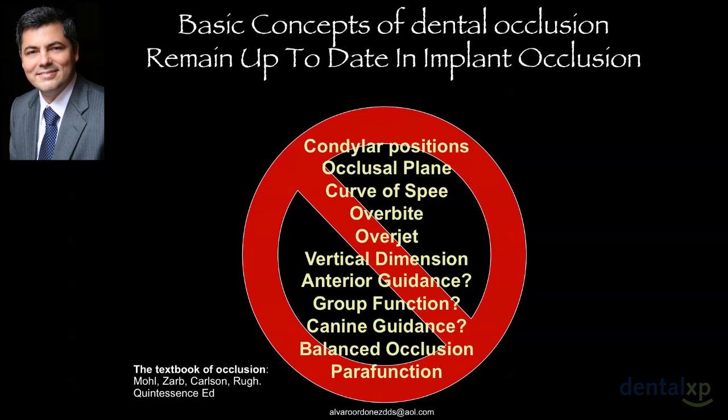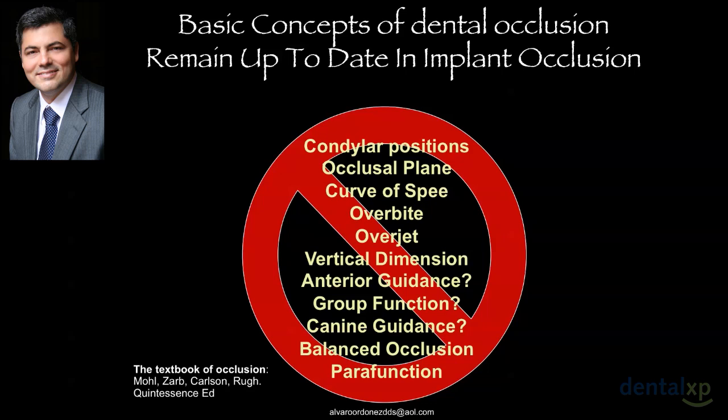how are we going to reconstruct or recreate that occlusal plane in the proper way, how are we going to reconstruct or improve that curve of Spee, what is the right overbite and what is the impact of having too much of an overbite or not having an overbite at all, what is the right overjet and what is the impact of having too much of an overjet or too little of an overjet, what is the right vertical dimension of a patient.